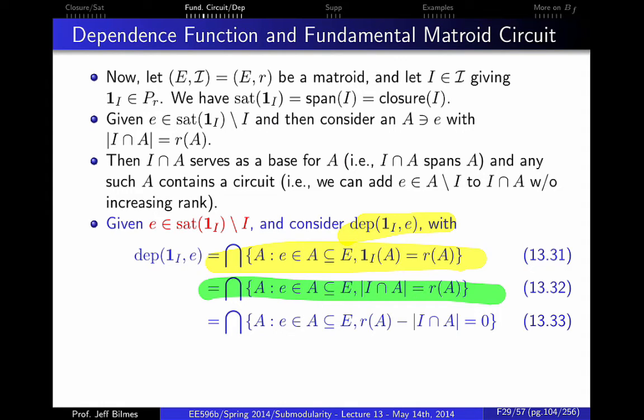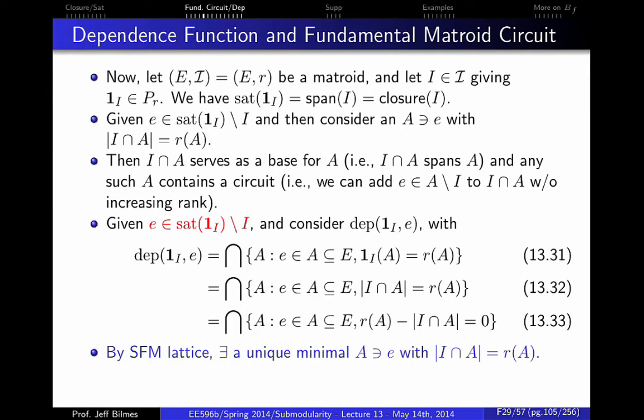And then we can write it as a submodular function minimization problem, right? So we've got the submodular function, the rank of A minus this modular function, I intersect A. So it's the smallest minimizer of that submodular function, right? But by submodular function minimization, we know that the minimizers form a lattice, and because it's a lattice, we know that the smallest minimizer is unique, the minimal minimizer is unique, and it's E-containing.